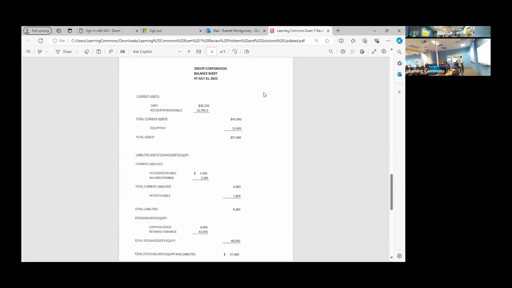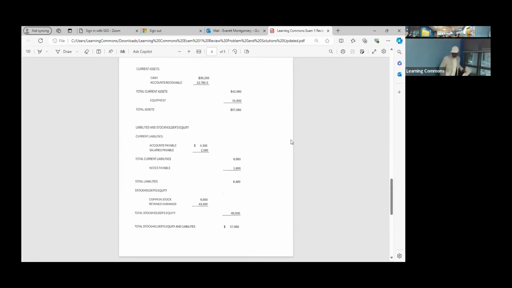So where are we, y'all? Now we're down to the stockholders equity section. We have common stock, 6,000, and retained earnings. We need the ending retained earnings, not the beginning; they had the beginning up there. Once we add the common stock and the ending retained earnings, we get a total stockholders equity of 49,500.